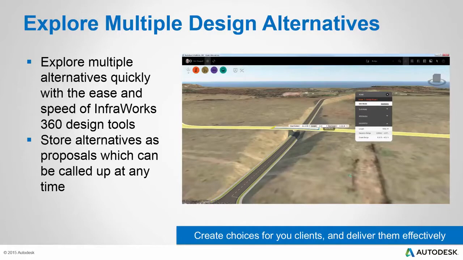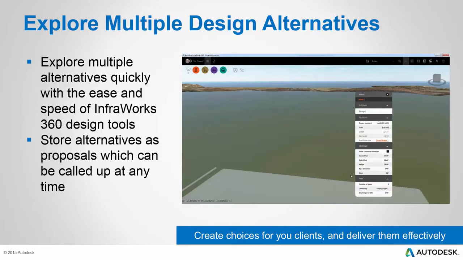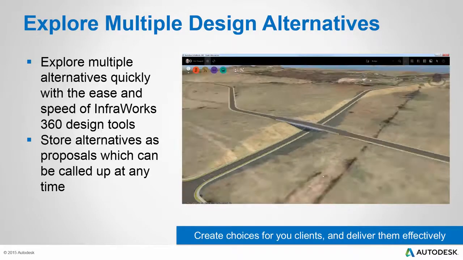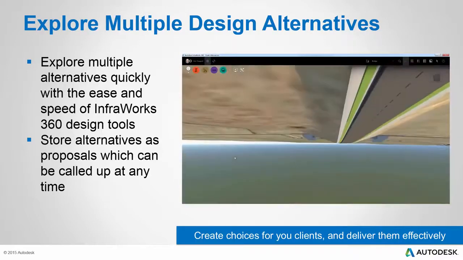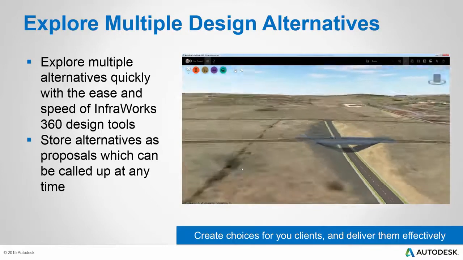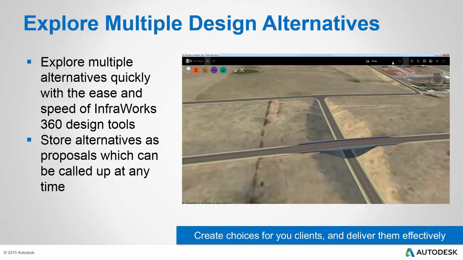So now all three design alternatives are defined: the bridge, intersection, and roundabout. They've all been captured in their own proposal, and now our designer can sit with a client and switch through the different alternatives very easily.